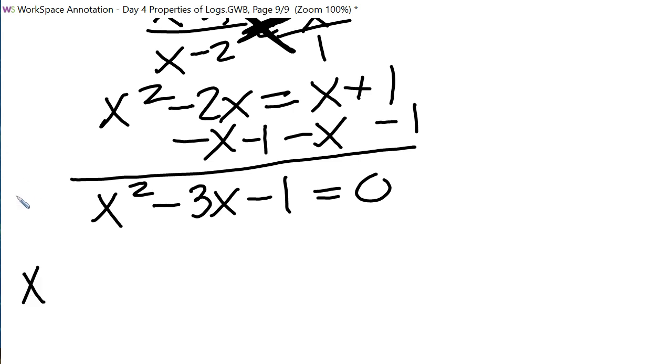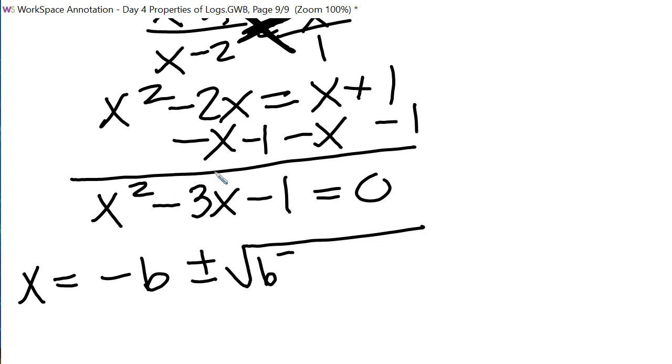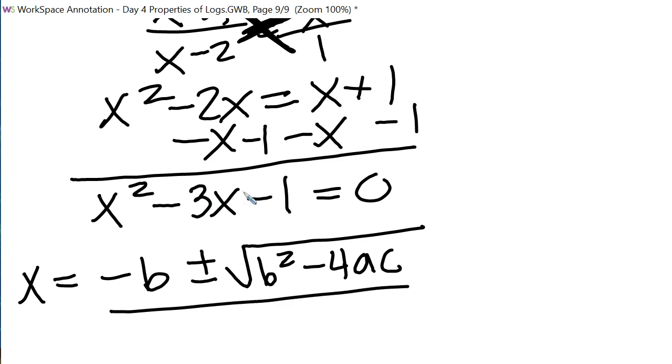Quadratic formula. So x equals negative b plus or minus the square root of b squared minus 4ac all over 2a. What do I put for negative b? Positive 3. Positive 3 plus or minus the square root. And what do I put for b? Negative 3 squared minus 4 times, what do I put for a? 1. And what do I put for c? Negative 1. All over 2 times a, so this is 2 times 1.